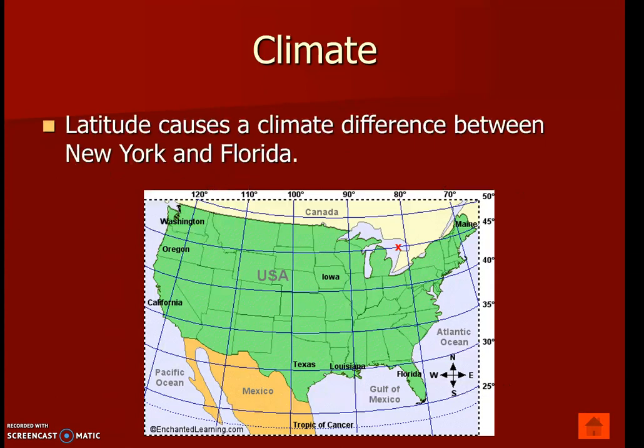So latitude is what causes the climate difference between, for example, New York and Florida, or Maine and Florida. A higher latitude at 45 degrees is going to create a colder climate than a warmer latitude at 25 degrees. That's because those lower latitudes get more sunlight.